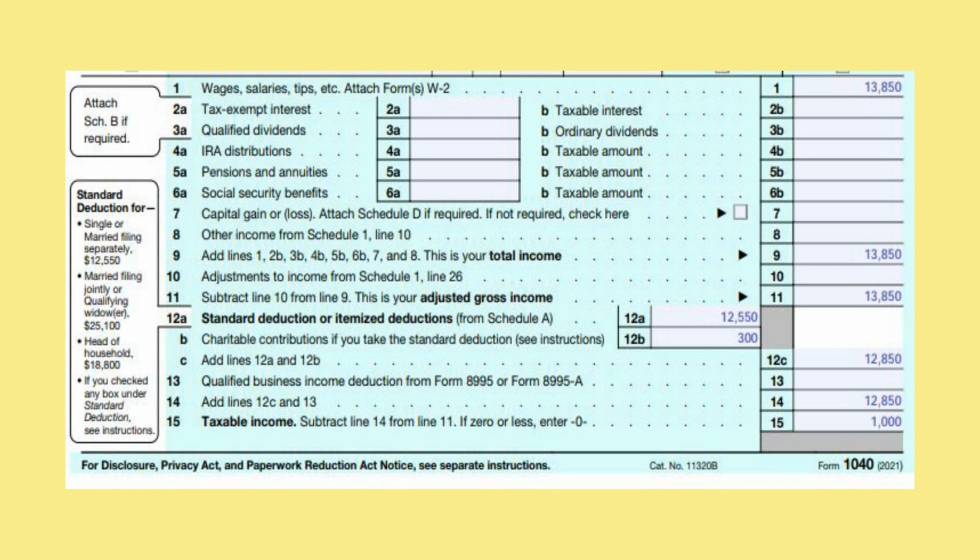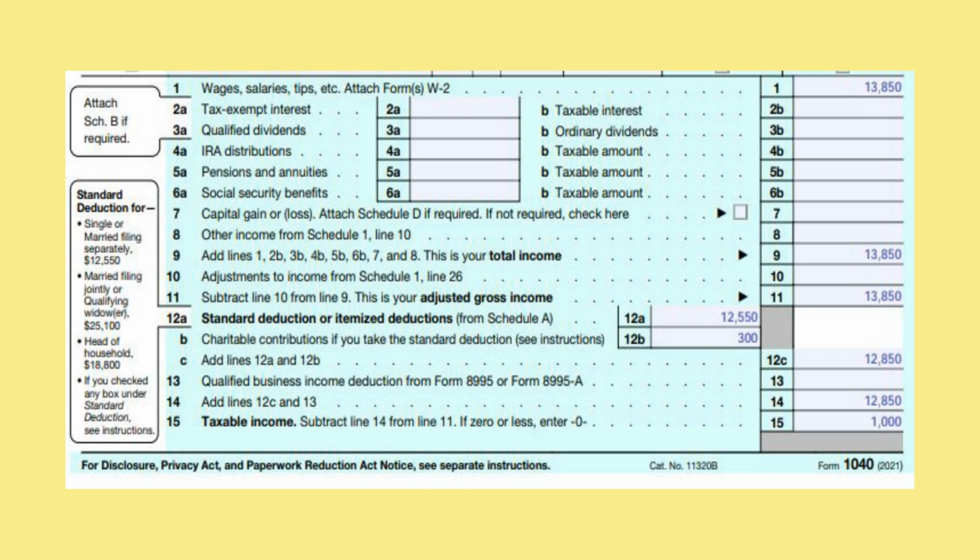On line 12B, put your contributions. The maximum amount that you can take is $300 when you are single, and it cannot include non-cash contributions. In this example, it is assumed that you gave $300 or more to a charity. Put that on line 12B.